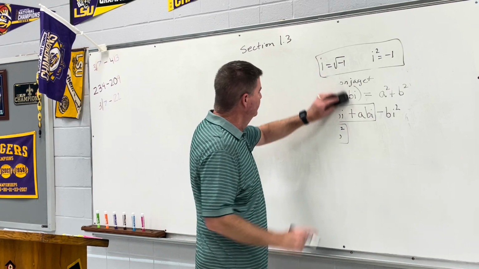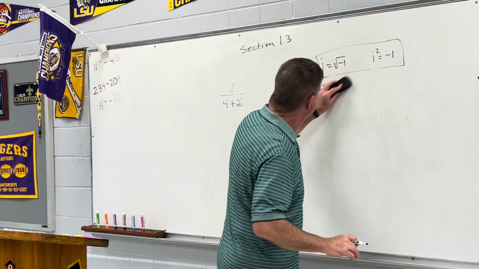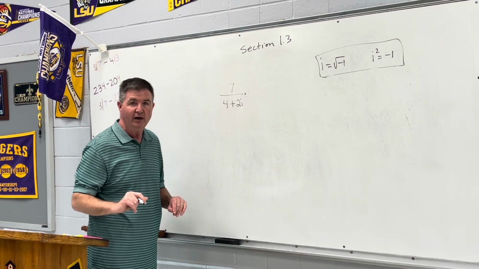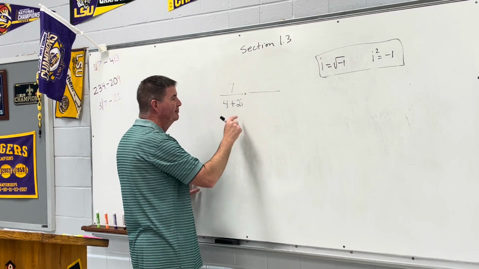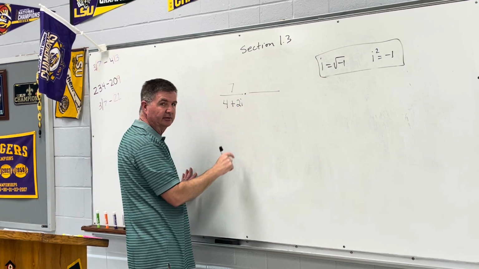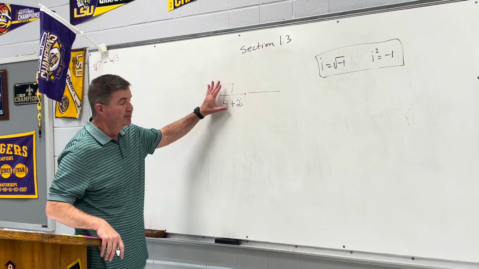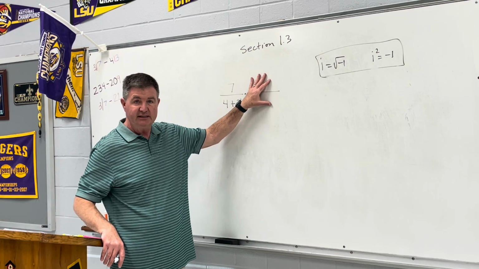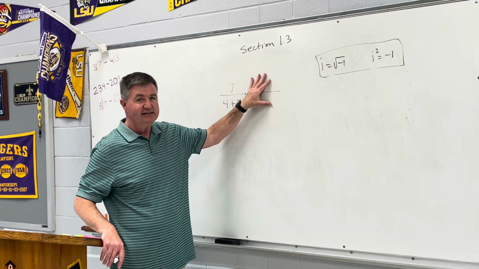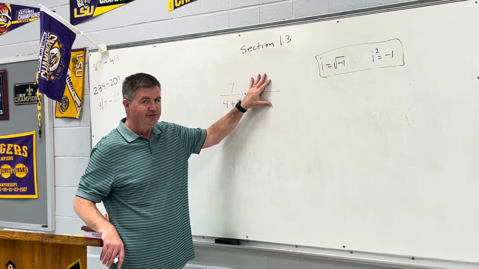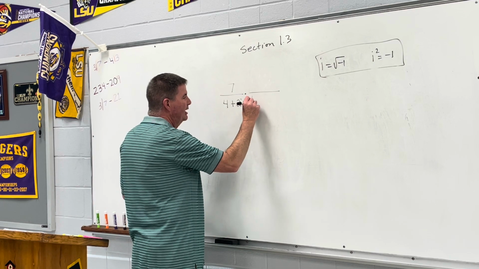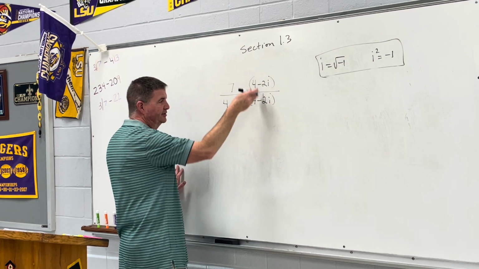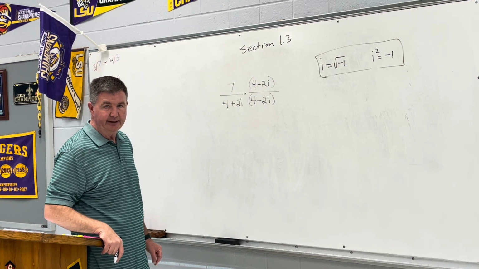So I'm going to erase this so I have enough room. I'm going to multiply by the complex conjugate. But before I do, I have to multiply by the complex conjugate over itself. Why? Because I don't want to change the problem, and the only way not to change the problem is to multiply by 1. This complex conjugate over itself is just a sneaky form of 1. So I'm going to multiply by 4 minus 2i over 4 minus 2i. Again, you can see that this is nothing more than multiplying by 1.